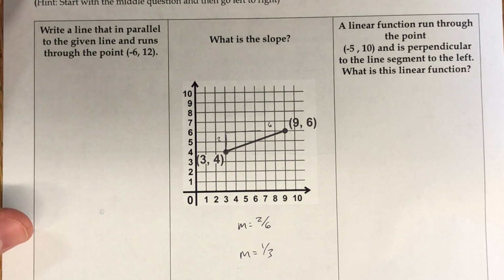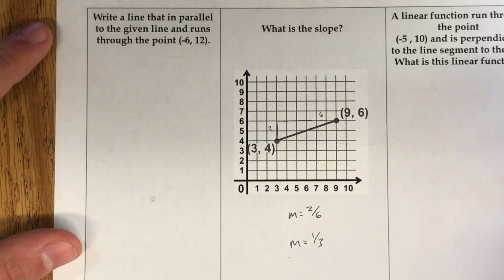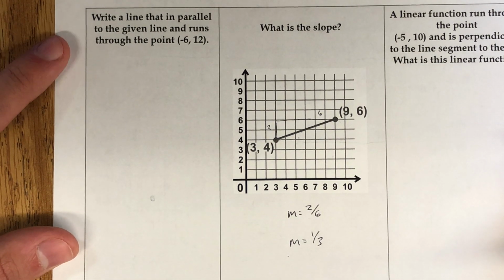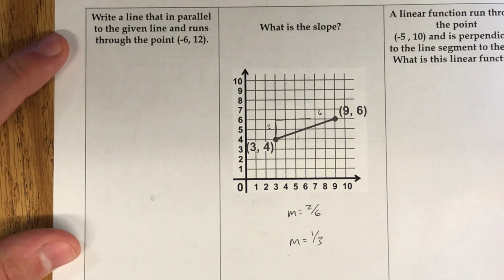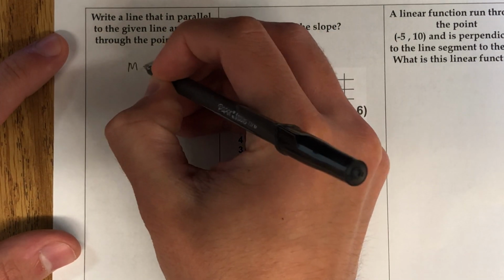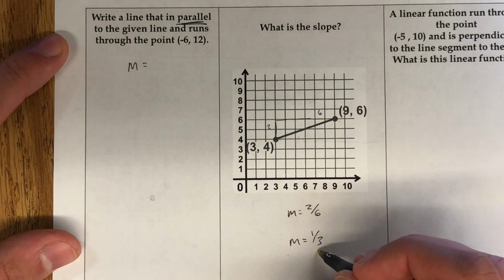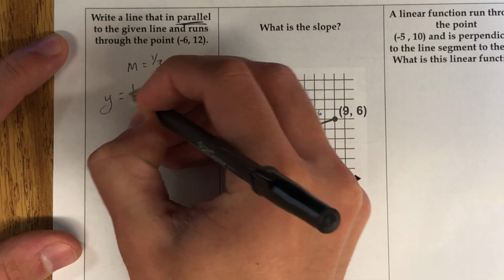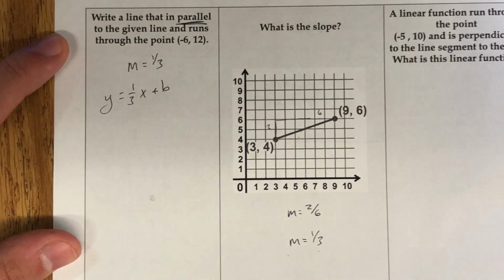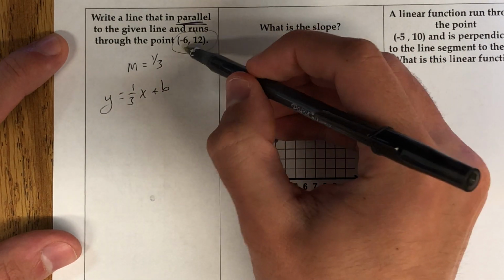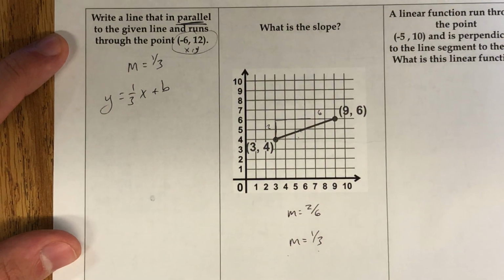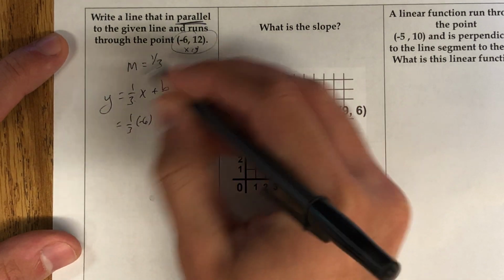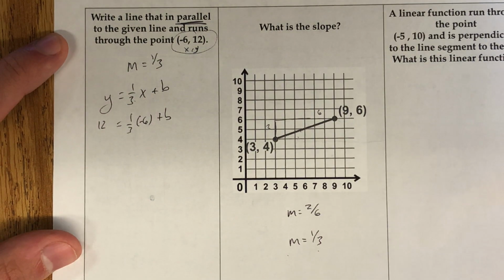Okay, so over on the left, it says write a line that's parallel to the given line. It's actually a segment, sorry about that typo, and runs through the point negative 6, 12. So we want a line that is parallel. Parallel means same slope. So our slope also has to be 1/3. So let's plug that into slope-intercept form now. And it has to go through the point negative 6, 12. So we plug in negative 6 and 12 for x and y. So negative 6 for x, 12 for y, and we solve for b.